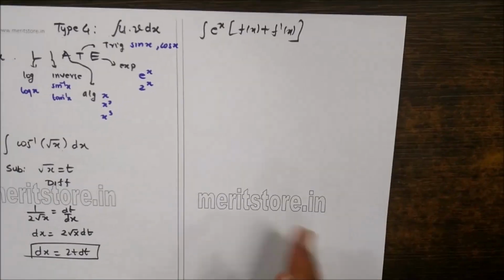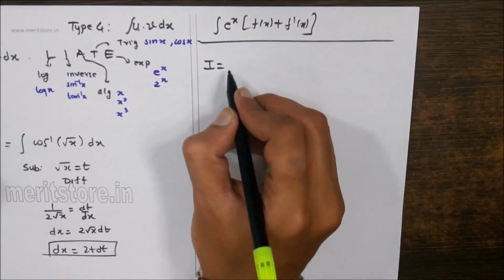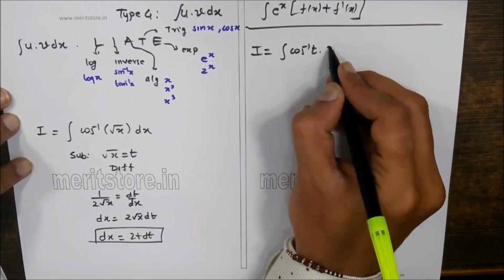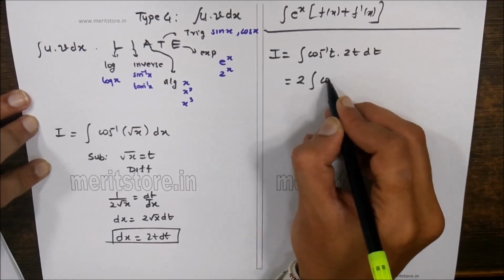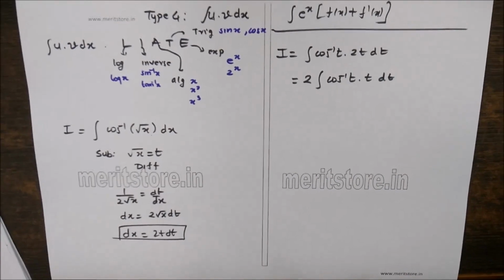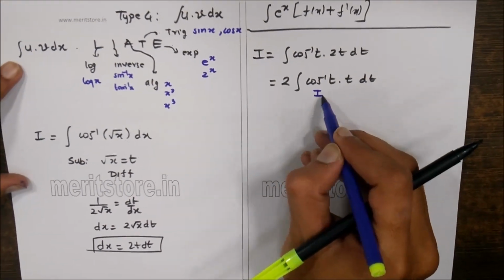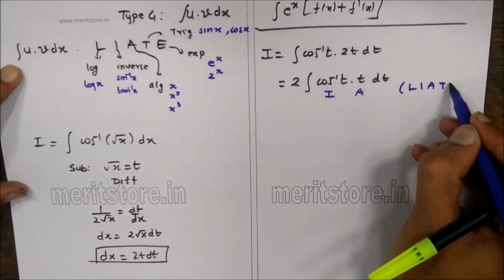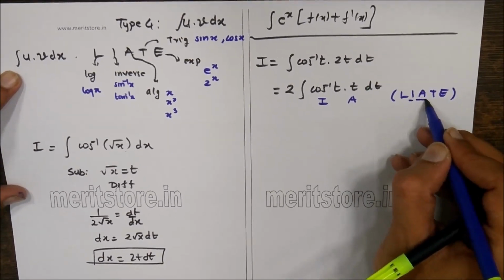Continuing with my integral, now our integral will look like the integral of cos inverse t into 2t dt. 2 is a constant, so it jumps out. We have the integral of cos inverse t into t dt. Now observe, this is of the category u into v, where this is my inverse term and this is my algebraic term, which satisfies that ILATE rule. I'm keeping the inverse term earlier and the algebraic term later.